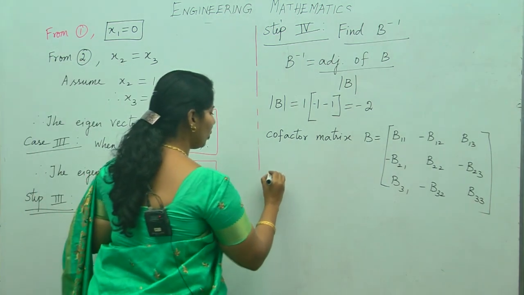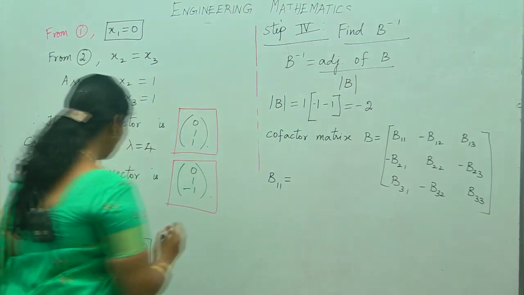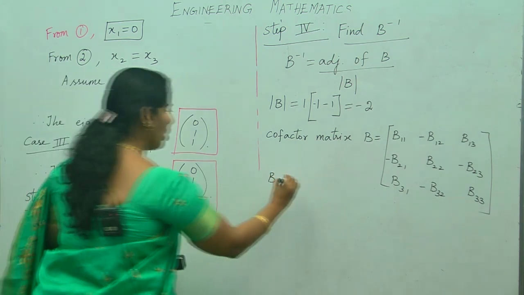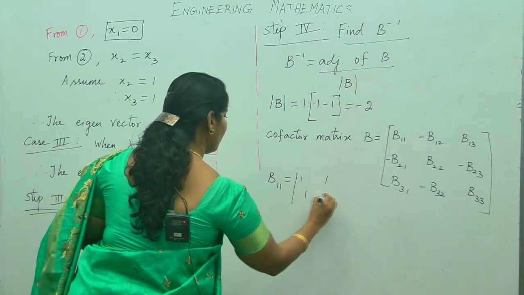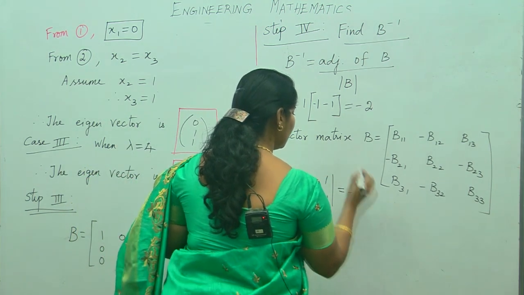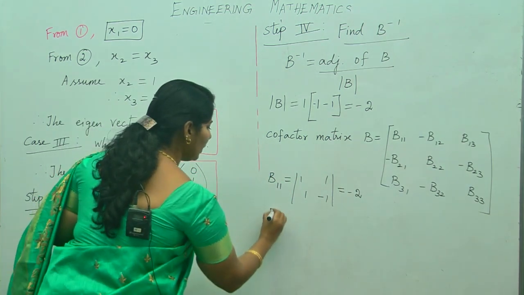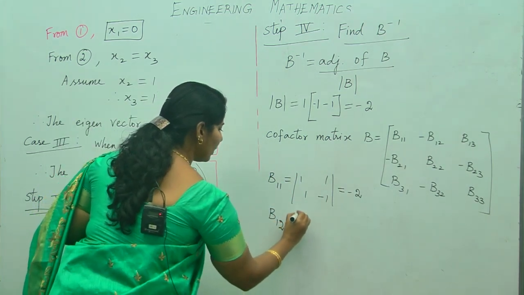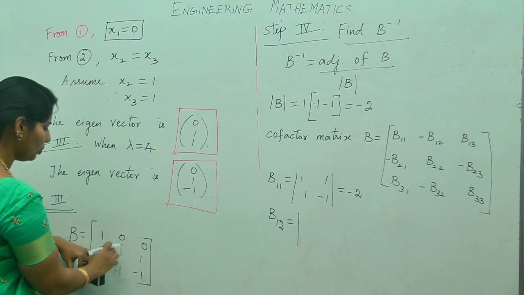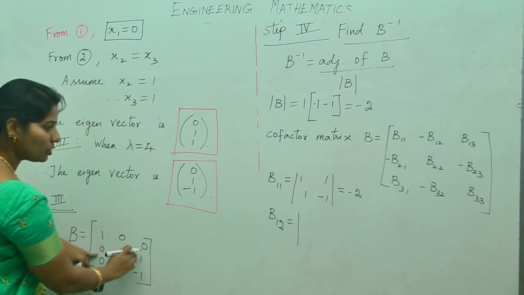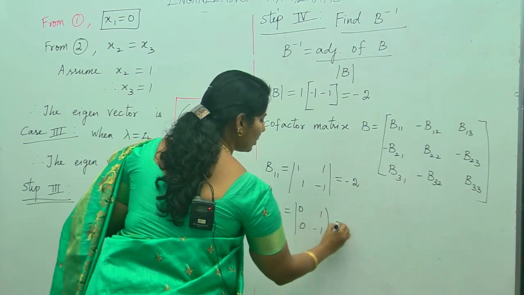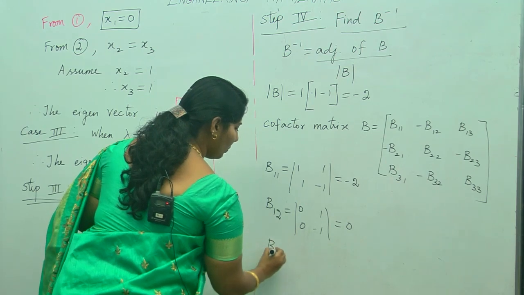First one, B11. What is B11? This element. You will leave the corresponding row and column. What is left out? 1, 1, 1, minus 1. So, you will get it as 1 minus 1, which is nothing but minus 2. Similarly, B12. For B12, you will leave the corresponding row and column. This is B12, row and column. You will get it as 0, 0. So, 0, 1, 0 minus 1, 0 minus 0, you will get it as 0.